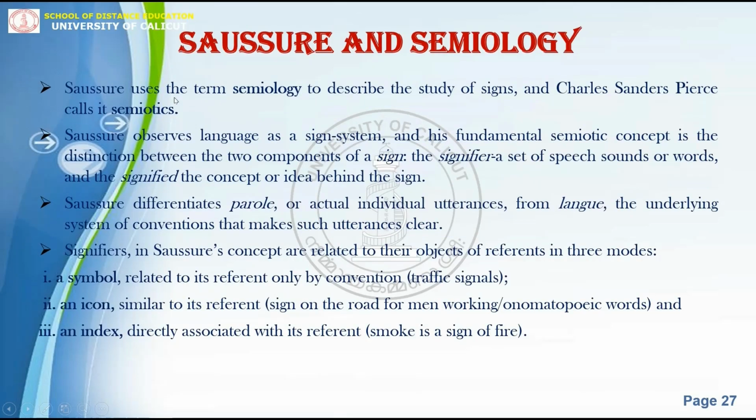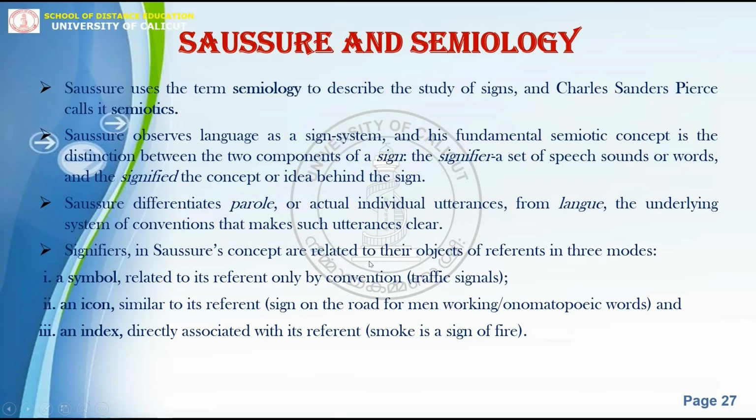Okay. Then, Saussure and semiology. Saussure uses the term semiology to describe the study of signs, and Charles Sanders Peirce calls it semiotics. Saussure observes language as a sign system, and his fundamental semiotic concept is the distinction between the two components of a sign. The signifier means a set of speech sounds or words, and the signified is the concept or idea behind the sign. Saussure differentiates parole, that is actual individual utterance, from langue, the underlying system of convention that makes such utterances clear, that is rules or principles.